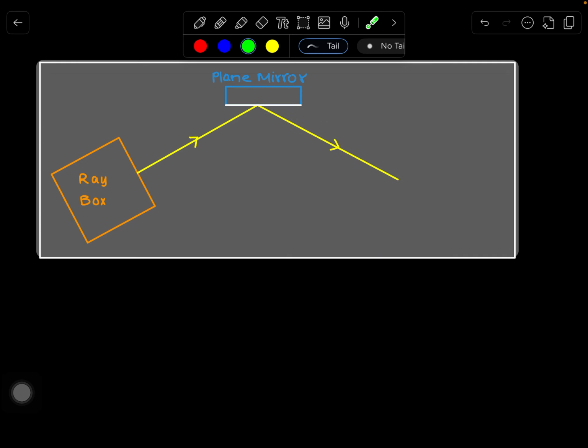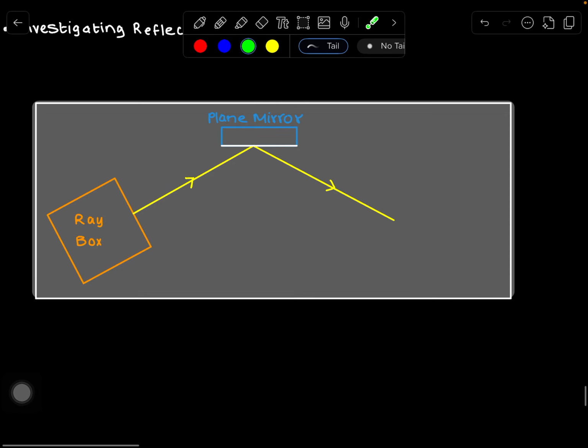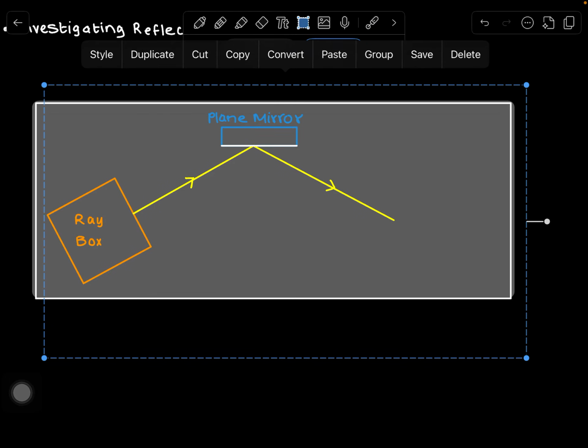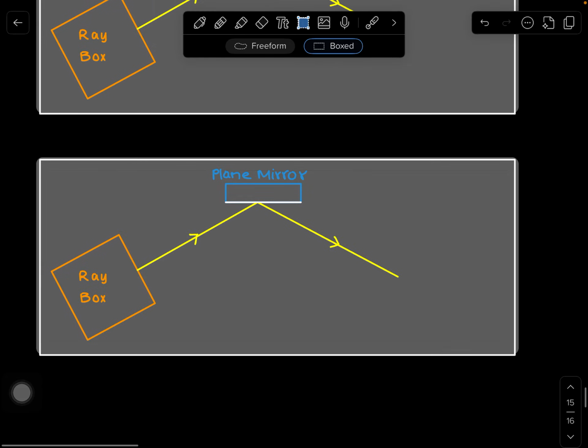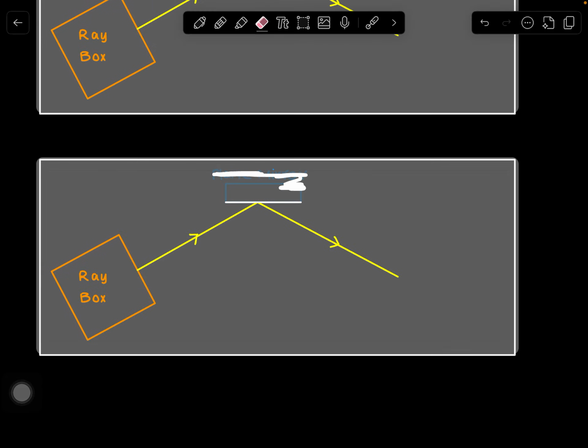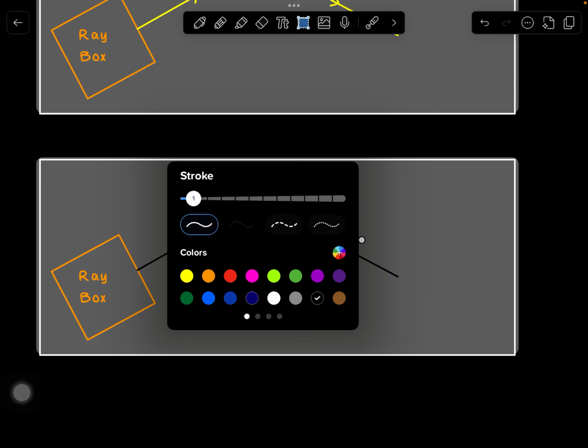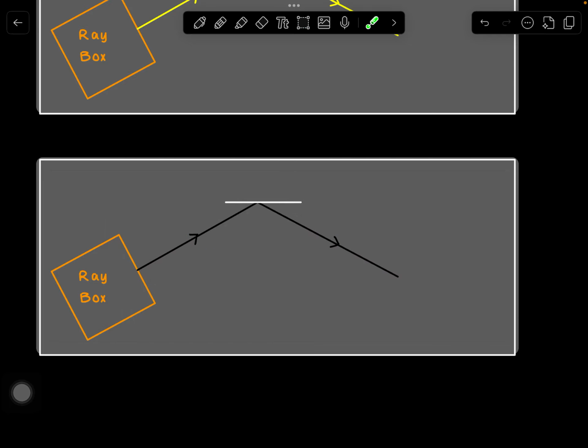फिर आपने जब ट्रेस कर लिया तो आप अपना रे बॉक्स ऑफ कर दें. And then I'm just gonna copy this here. अच्छा, अब आप क्या करेंगे, अपना मिरर भी रिमूव कर सकते हैं or you can just turn your ray box off. Okay. I'm going to color code this black ताकि we can differentiate that we have traced this ray. You can remove the ray box as well. You don't need it anymore.